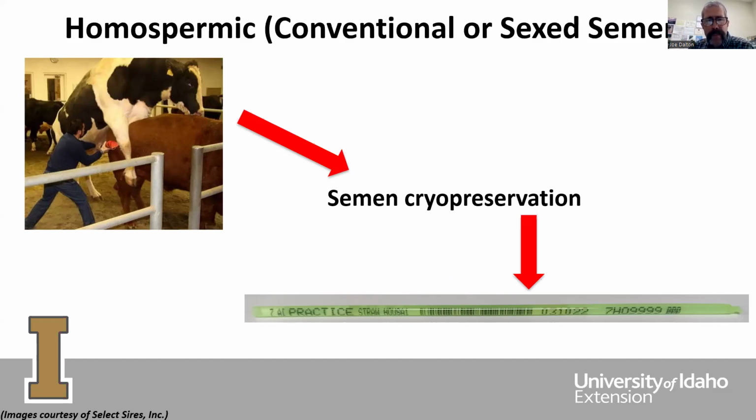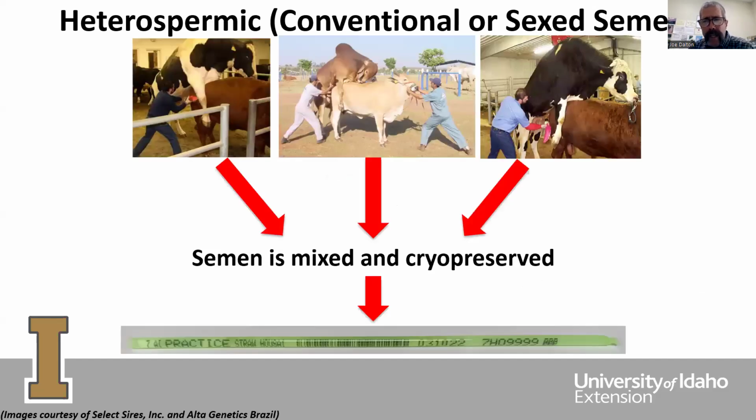And in the bottom here, we have a straw. This is a 1/2 ml straw, but it could be a 1/4 ml straw. And we have a portion of the ejaculate from this male that we collected within this straw. And we only have semen from one male because I'm only showing one bull being collected. So that's homospermic. But we're here to talk about heterospermic.